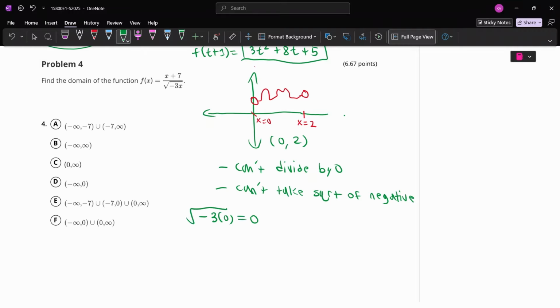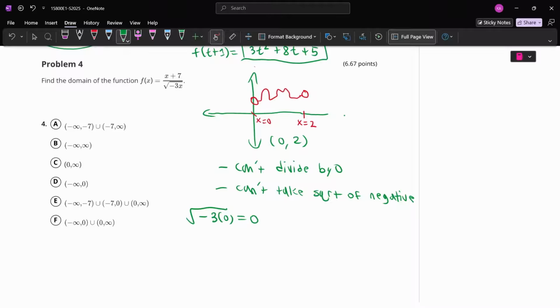And then we also can't take a negative square root, but we have a negative 3 here. And so that would mean that basically by default, we'd be taking the square root of a negative number, unless we came up with a value of x that gives us a positive number. So that would mean that x would have to be another negative number to end up with a negative times a negative to give us a positive. So in order for us to have that, we'd have to basically just use any negative number. So anything less than 0.